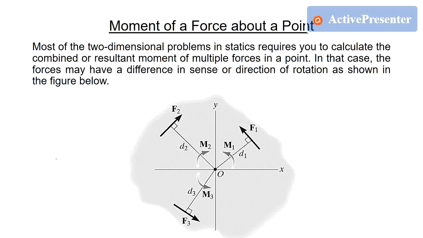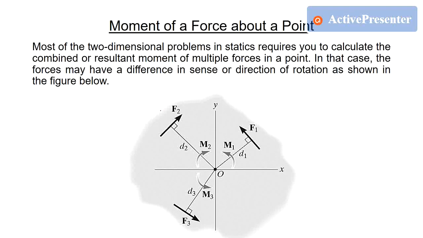Most of the two-dimensional problems in statics require you to calculate the combined or resultant moment. Meaning you have to add all the resulting moments of multiple forces, say two or more forces, at a certain point. In that case, the forces may have different senses of rotation. An example of that is in the figure below.